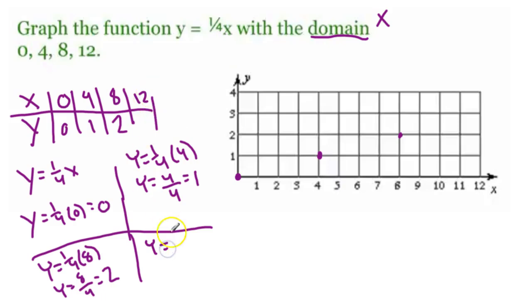We're going to plug in the 12. Y equals 1/4 times 12. And that's the same as 12 divided by 4, which is 3. So 12, 3. That means 12 to the right, 3 up. Bam. Voila. Did it. Moving on.